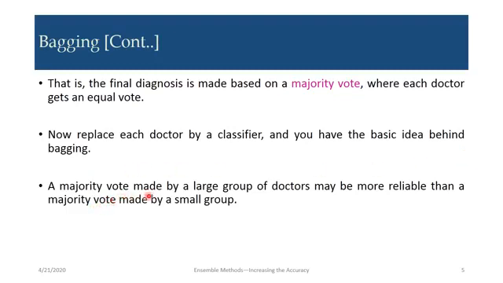A majority vote made by a large group of doctors may be more reliable than a majority vote made by a small group. Suppose we are taking a group where the number of classifiers or doctors is more. There the majority vote is much more important compared to a small group of doctors.